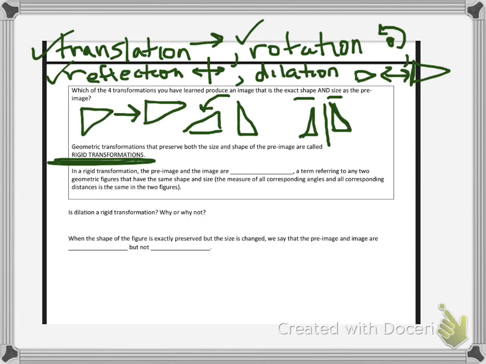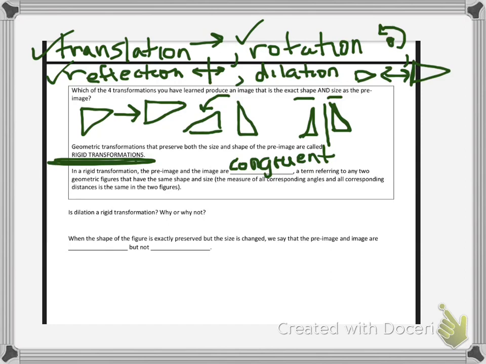In a rigid transformation, the pre-image and the image are congruent. This is an important word in geometry, and we're going to use it a lot. Congruent just means things that are the exact same size and the same shape. So all of the corresponding sides are the same, all of the corresponding angles are the same. Every distance is the same.